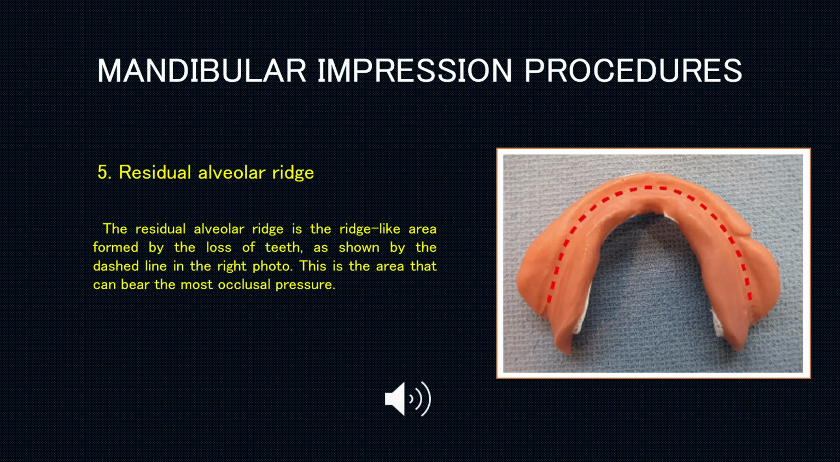Five. Residual alveolar ridge. The residual alveolar ridge is the ridge-like area formed by the loss of teeth, as shown by the dashed line in the right photo. This is the area that can bear the most occlusal pressure.